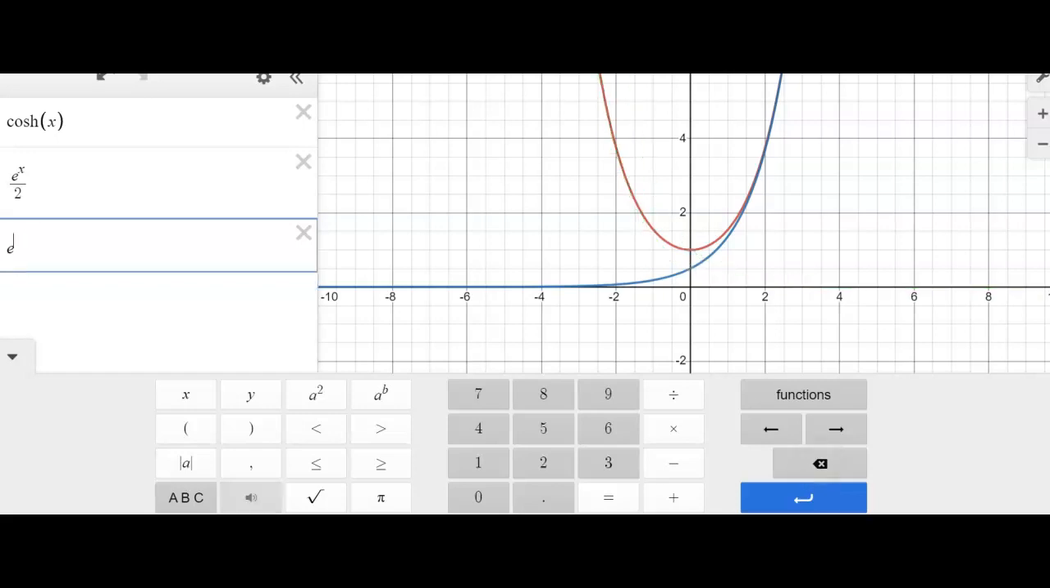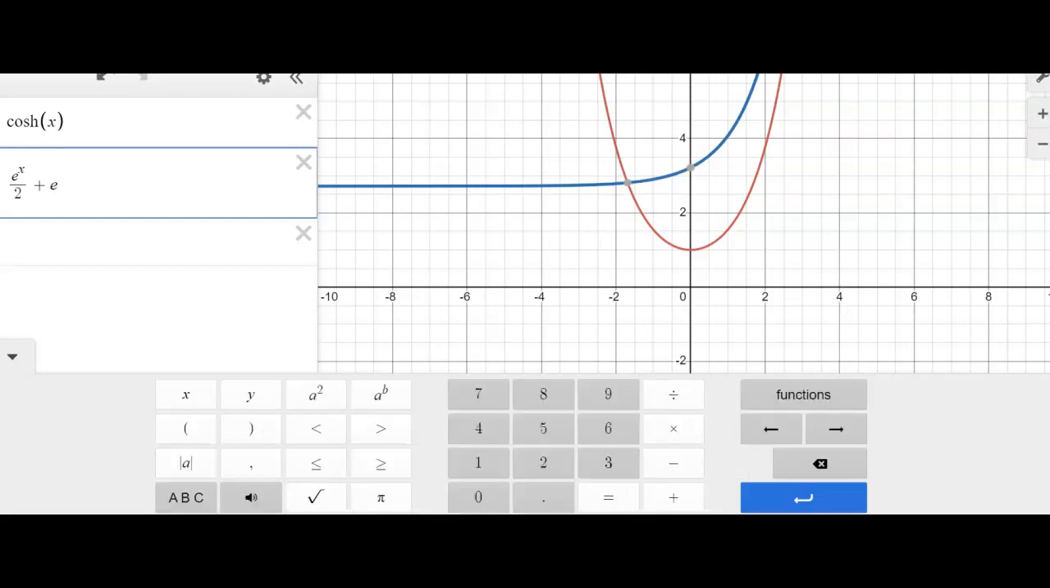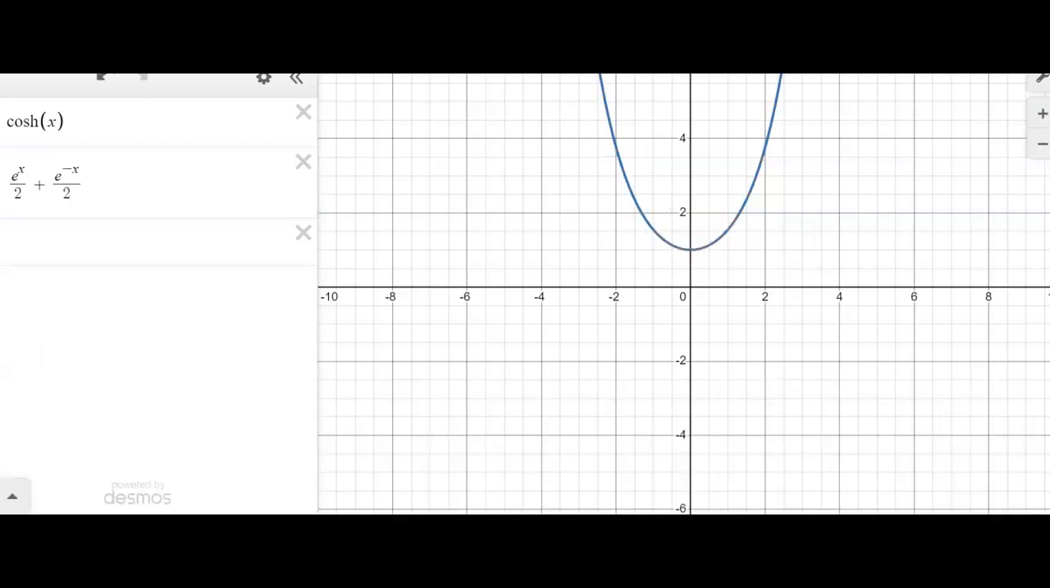So why don't I just put these together by adding them? And if I go ahead and add e to the negative x divided by 2, you can see right away they're the exact same function. So cosh x is exactly the same as e to the x over 2 plus e to the negative x over 2. That's something you want to write down. That's something you want to memorize.